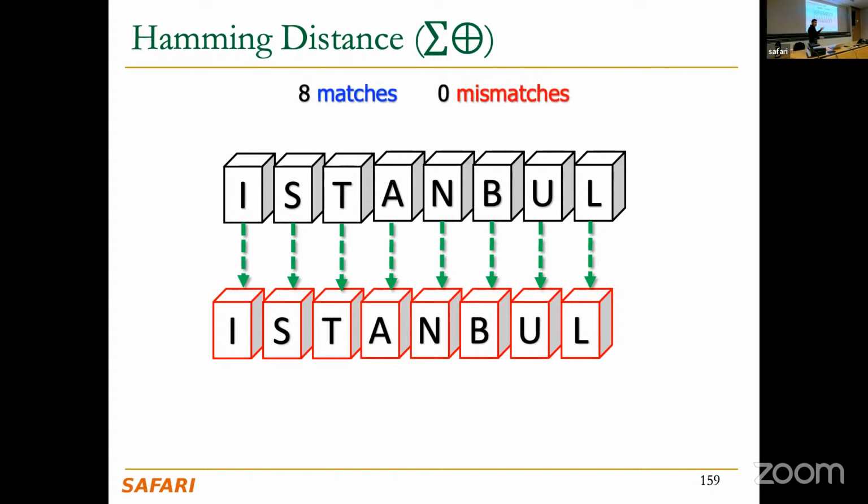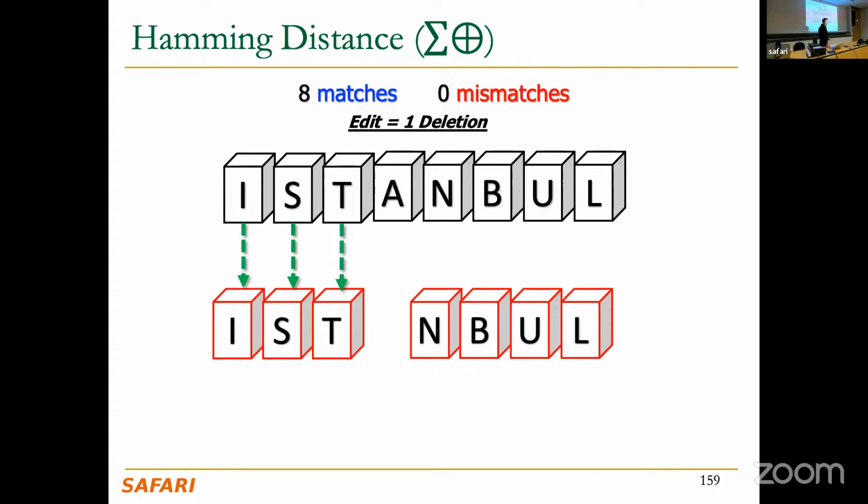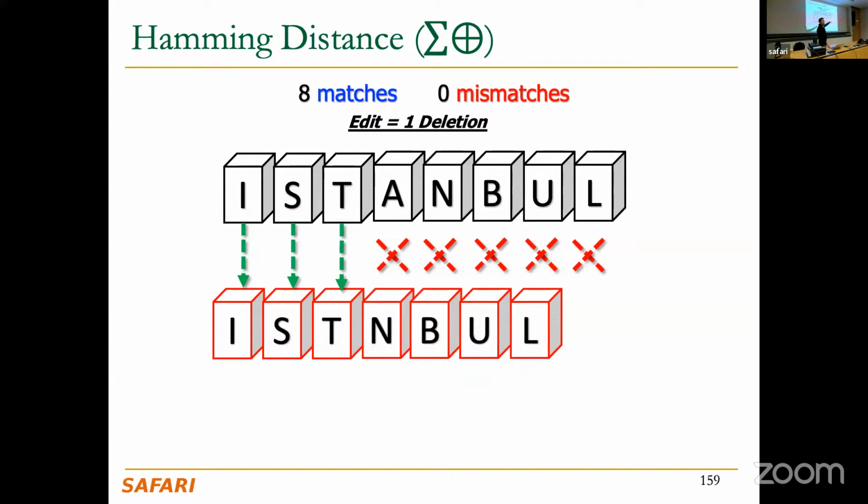In a sense, there are 8 matches and 0 mismatches. So what happens if there is a single deletion over here? Ideally, we have a single edit operation to make these sequences identical to each other, right? There's an insertion here, just a single operation, and then the rest should match. But when there's a deletion and you do Hamming distance, there will be mismatches over there. So it's basically overestimating the number of mismatches if you just simply do a Hamming distance. So we need to do something clever here.